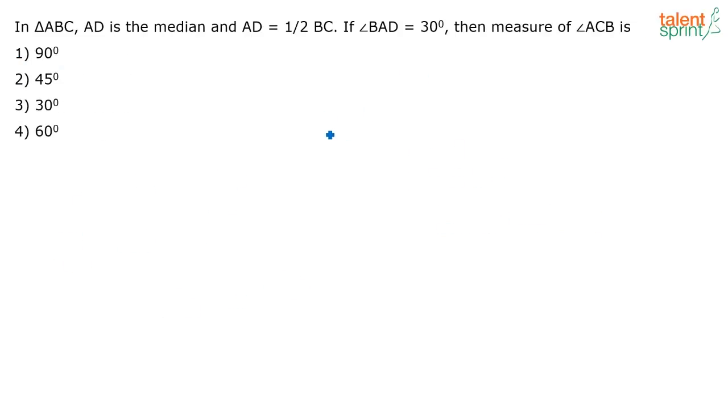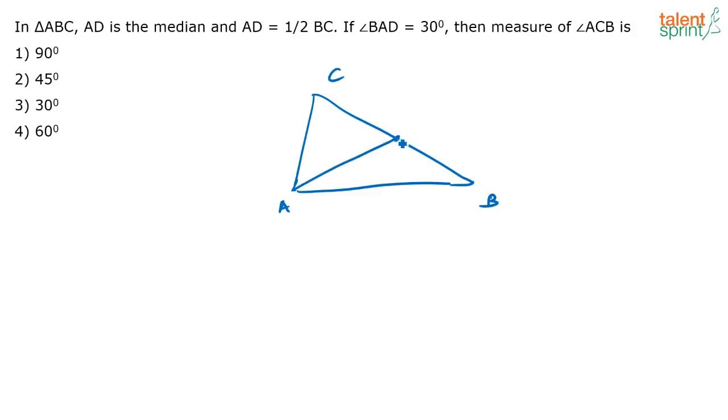Next one. In triangle ABC, AD is the median and AD is equal to half BC. If angle BAD is equal to 30 degree, then the measure of angle ACB is dash. So I have a triangle like this. Okay, now let me take this as A, B and C. Now this is a median which is touching here at point D, and they are saying that this median length is equal to half of BC.